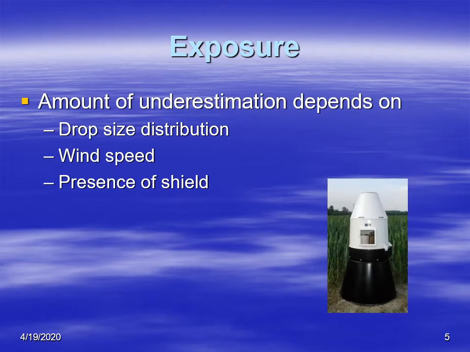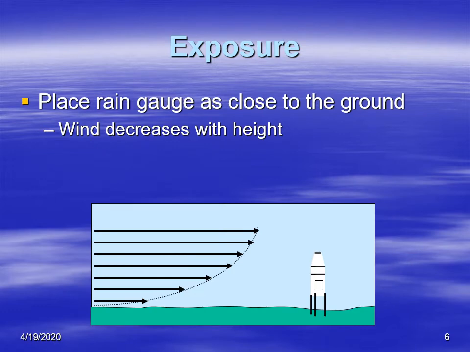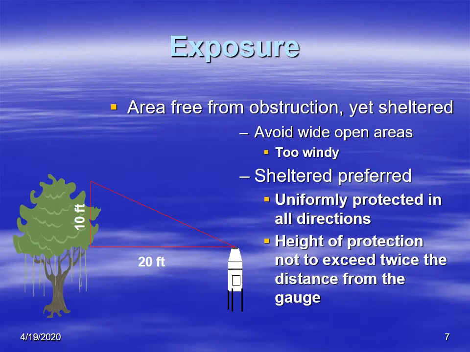And the amount of underestimation of the precipitation depends upon the drop size distribution, but also the wind speed, and also the presence of a shield. It's best to put your rain gauges as close to the ground as possible, because as you get closer to the ground, the wind speed decreases. Also, you want to make sure that the rain gauge is not obstructed by any objects like trees or buildings or things like that.